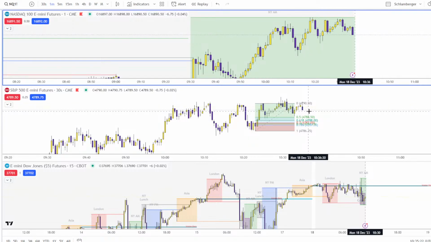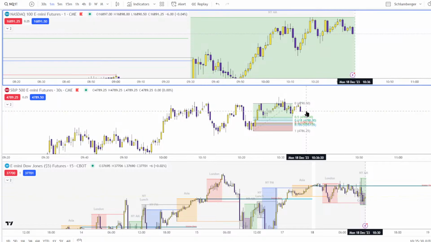Coming back to the top of the inversion again. Right there. Now you find support at that. Looking to leave here, if you're long.